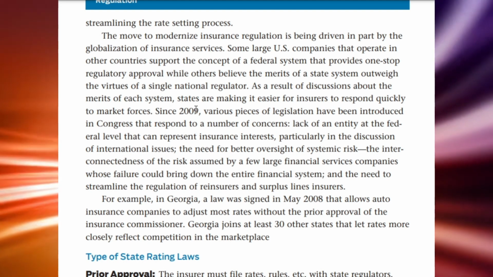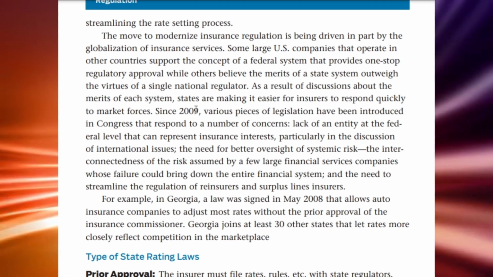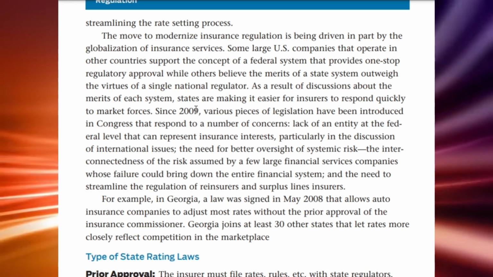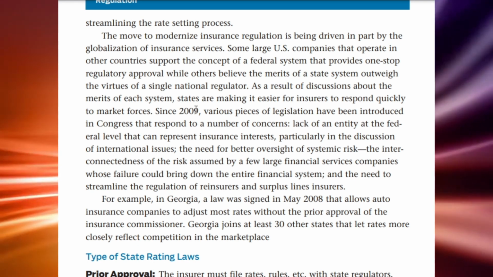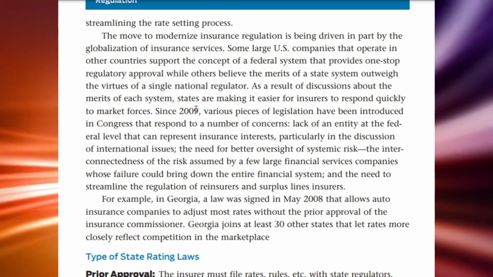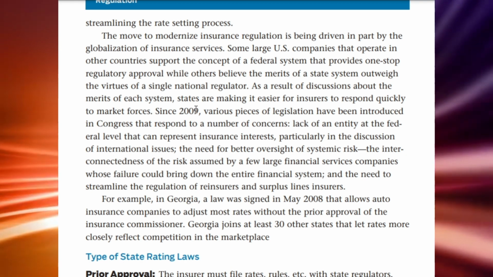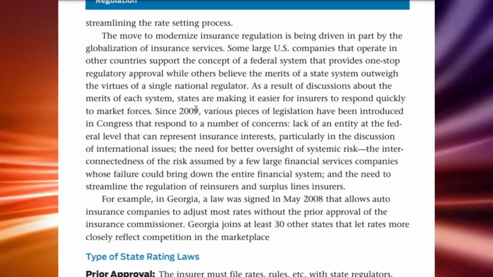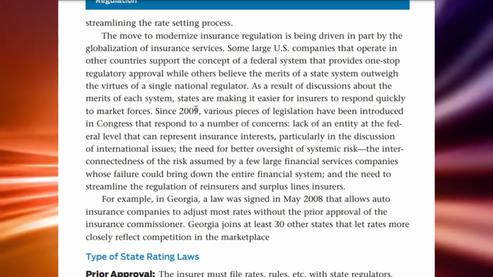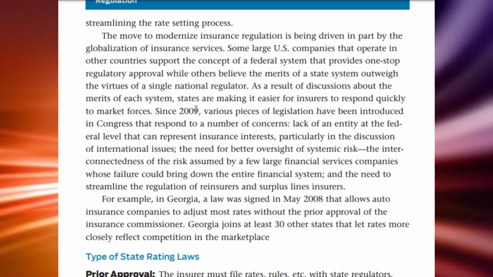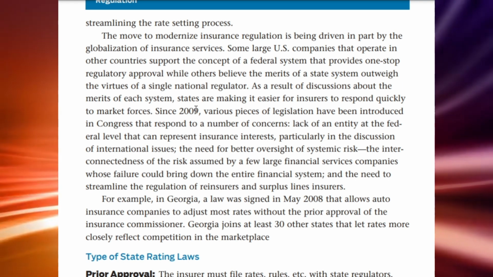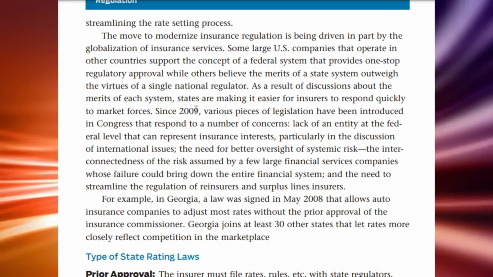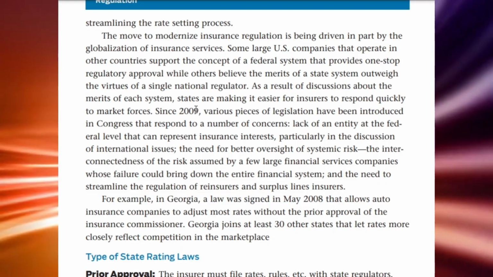Since 2009, various pieces of legislation have been introduced in Congress that respond to a number of concerns: the lack of an entity at the federal level that can represent insurance interests, particularly in the discussion of international issues; the need for better oversight of systemic risk, the interconnectedness of the risk assumed by a few large financial service companies whose failure could bring down the entire financial system; and the need to streamline the regulation of reinsurers and surplus lines insurers.